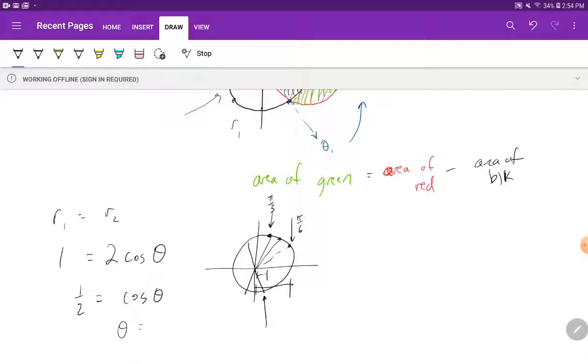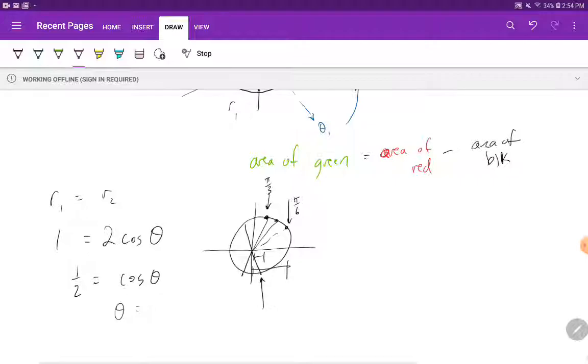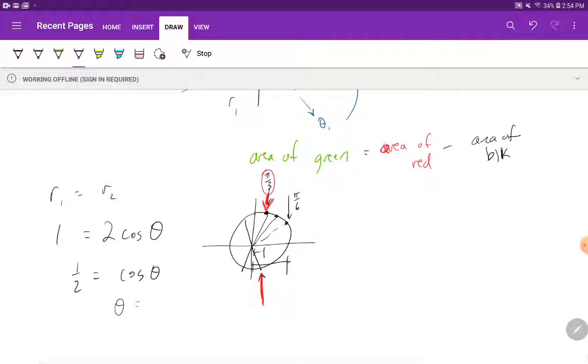We want this theta value, I'll do this in red. We want this theta value and this theta value. Well, this one is pi over 3. I just said that. What's this one going to be? It looks like negative pi over 3.